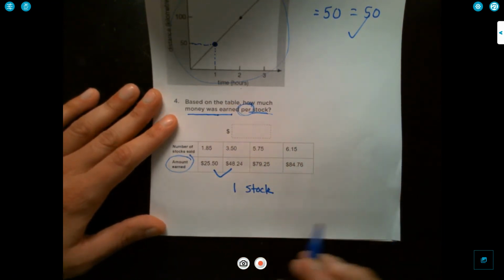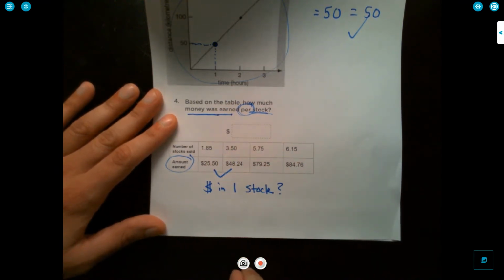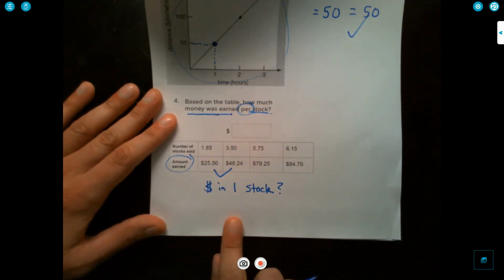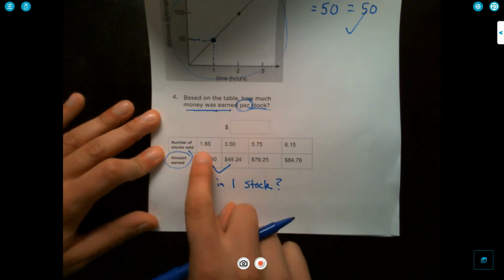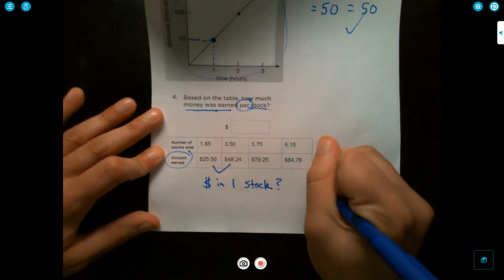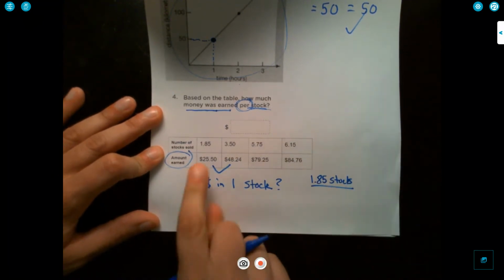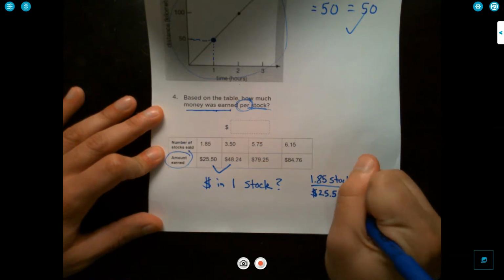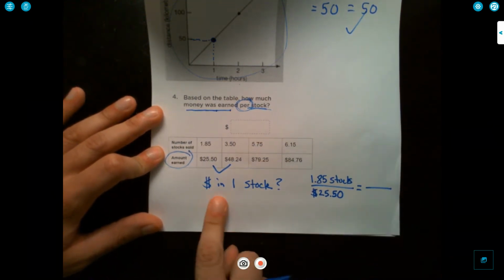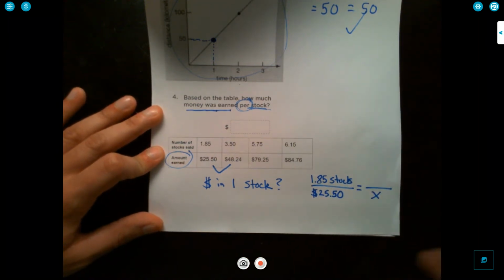That's what we're looking for: how much money in one stock. In this case, it's just going to be a proportion. So we'll set up a proportion for what we know. We know in 1.85 stocks we earn $25.50. What we're looking for is how much money earned. So we're looking for money, and I'm going to put my variable in the money.